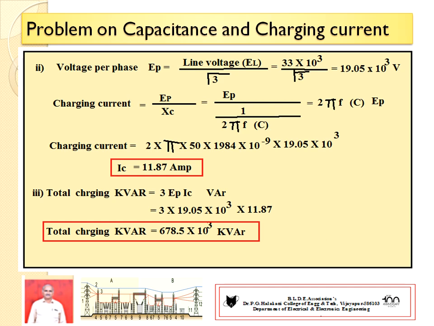Third asked is total charging kVAr. So that should be equal to 3 times of phase voltage into charging current, VAR. So 3 into 19.05 into 10 to the power of 3, it is in volts. Current 11.87. So you are going to get as 678 into 10 to the power of 3 kVAr. Okay. So practice the problems.